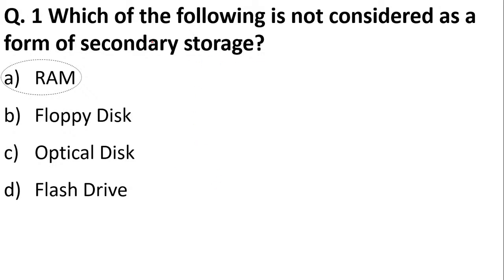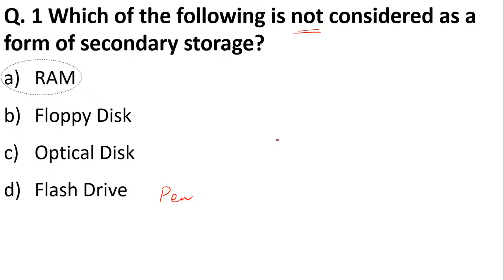So which is not considered as a form of secondary storage? It is your RAM. RAM is random access memory. One student is saying flash drive. Flash drive is definitely a kind of secondary memory, because a pen drive is an example of a flash drive. Actually the question is asking which of the following is a primary storage. So RAM is a primary storage device.